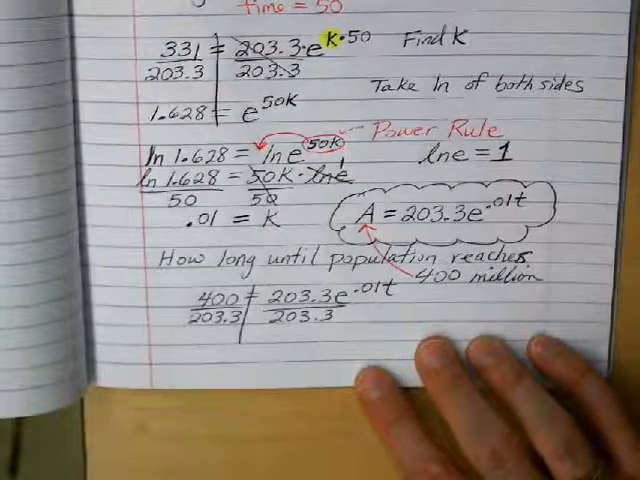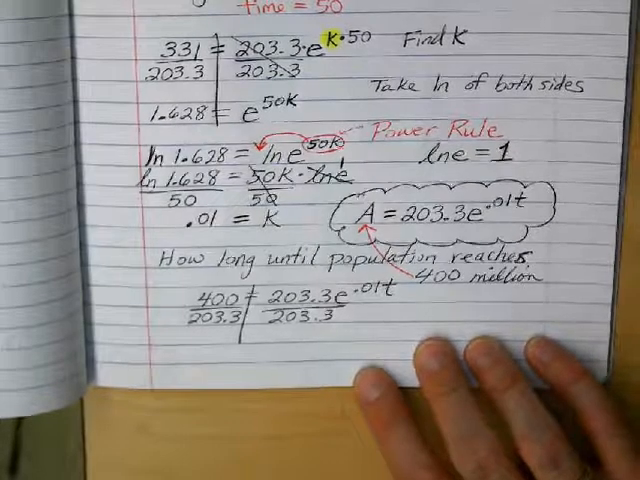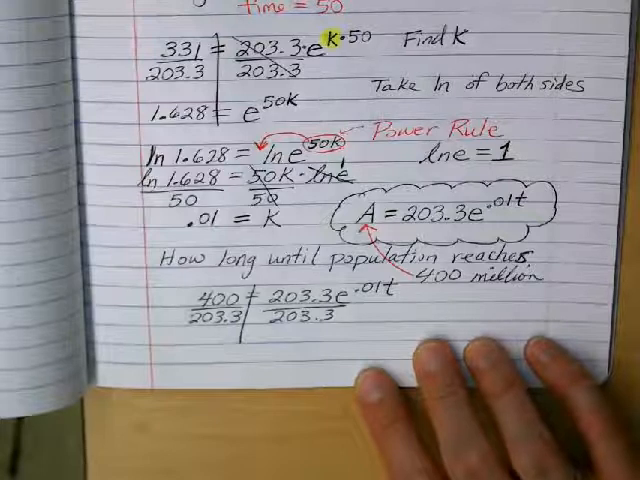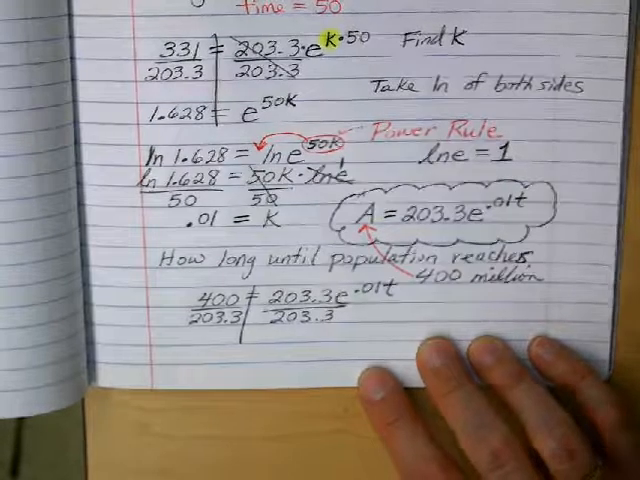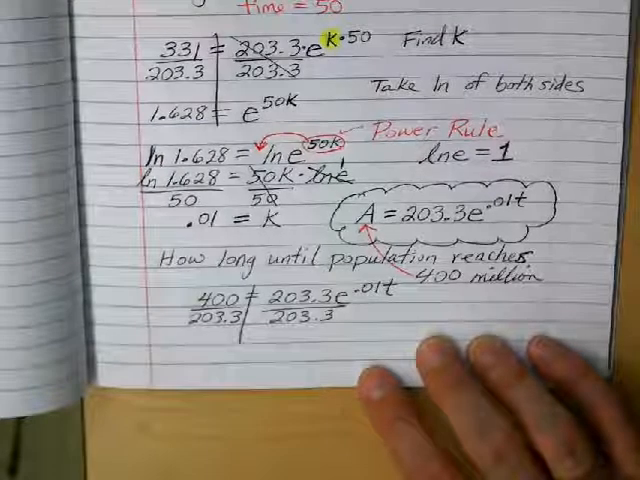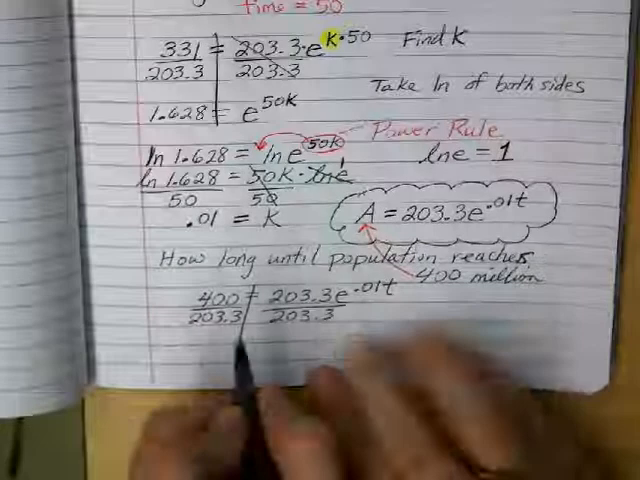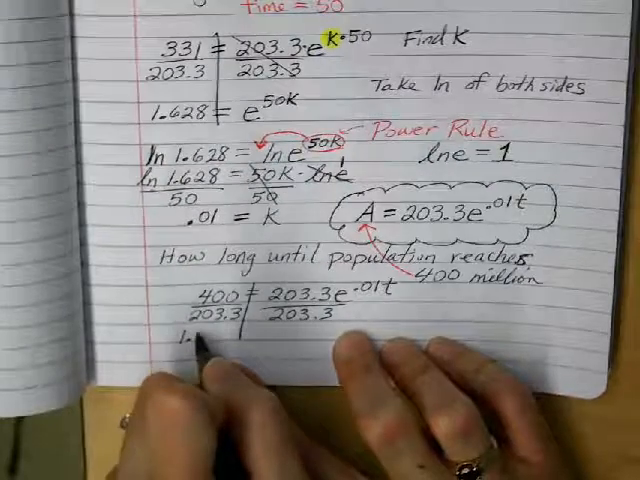They'll usually tell you on the assignment, like some questions say round to 4 decimal places and some say round to 2. Each question might say different amounts to round. So let's see, 400 divided by 203.3 is about 1.97.